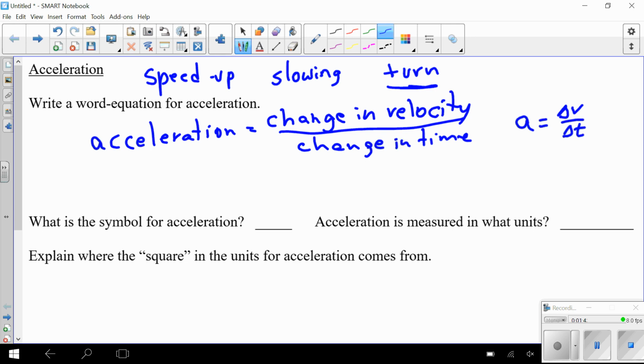Now the symbol for acceleration is a, and the units are interesting. The units of velocity are meters per second, and time, if it's in seconds, we end up with meters per second per second, or meters per second squared. It's kind of weird to have a second squared, but what does that mean? It just means that for every 1 second, we're changing our speed by 1 meter per second. And so that's where the square comes from.